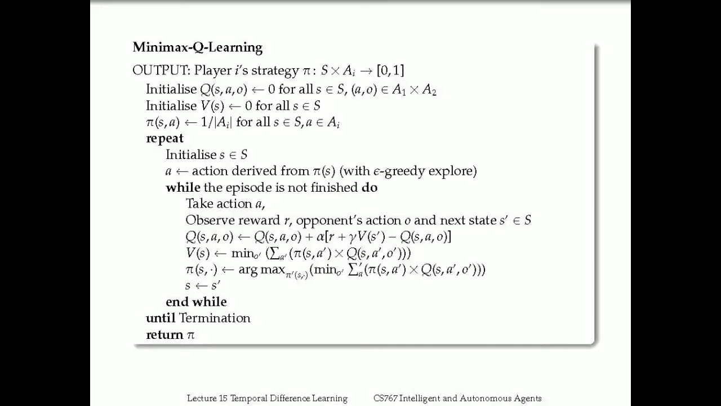So we have Q of s, a, o plus the step size alpha times r, which is the current payoff, plus gamma times V of s prime, and then minus Q of s, a, o. And this V of s prime is then updated as the minimum value among all of the potential actions of the opponent, looking at the expected payoff to the current protagonist agent. So this is the V value, and then when we choose the action of the agent to update the strategy, we take the max min action for the protagonist player. That's the only difference.